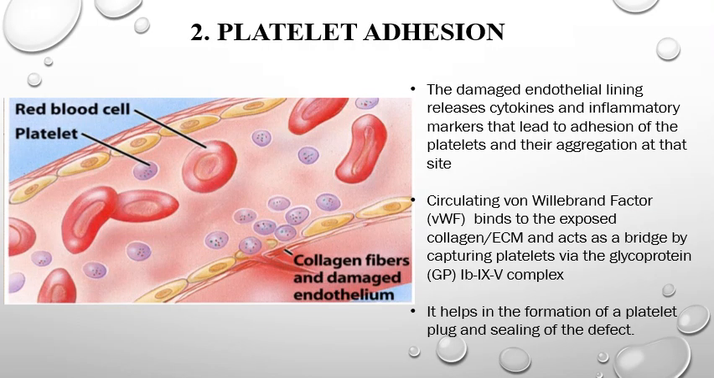The damaged blood vessels lining release cytokines and inflammatory markers that lead to adhesion of platelets and aggregation at the site. Circulating von Willebrand factor binds to exposed collagen or extracellular matrix and acts as a bridge by capturing platelets via the glycoprotein 1b, 9, and 5 complex. It helps in the formation of platelet plug and sealing the defect.